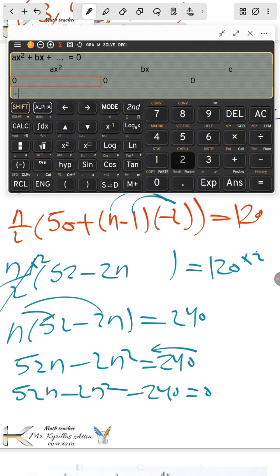firstly you can write negative 2 and 52 and negative 240, no, 240, sorry, 240. So it will be n equals 20 or 6.